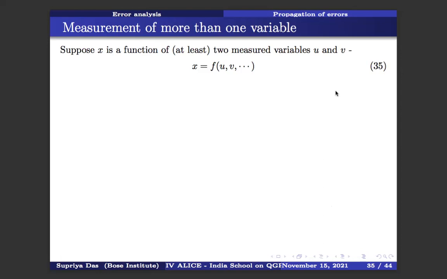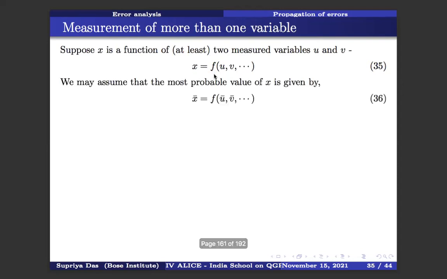So now you have to measure something. You have to measure 2, 3, 4 quantities, and then finally you have to give your final result, because the final thing is a function of many other things. So let us discuss what happens if there are at least 2 variables and your final result is a function of these 2. We may assume that the most probable value of x, which is x bar, can be given by a function of u bar, v bar, which are the independent variables.